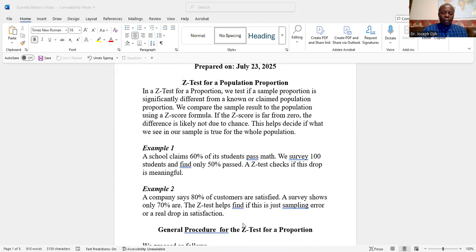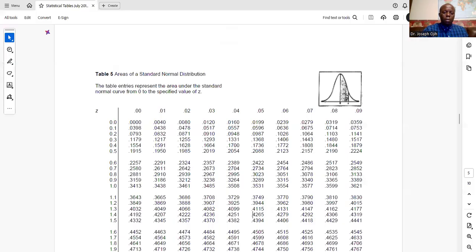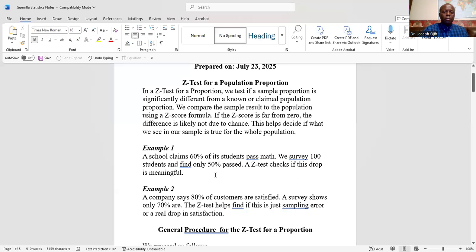Now, let me start by sharing my screen and making sure you are seeing this. Okay, let me make sure you are seeing all this. Okay, I think you're seeing it. Okay, good. Z-test for the population proportion.